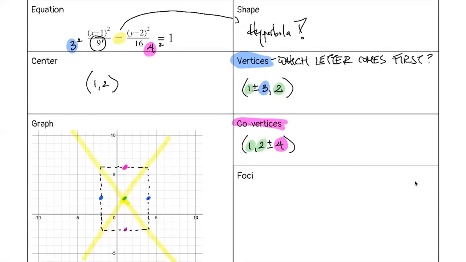In our example two, the x's come first. So where these blue dots are, that's sort of the turning point for the branch. We can just kind of sketch them like this. That's one branch. That's the other branch.